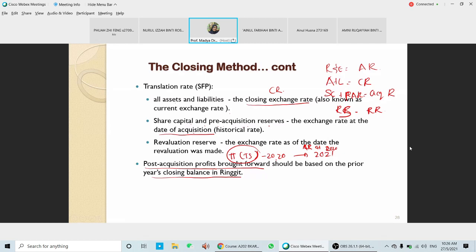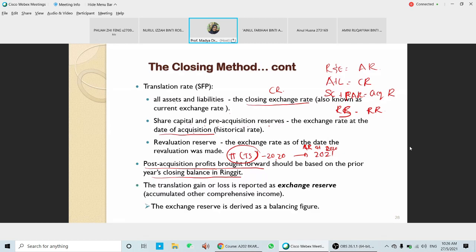The translation gain or loss is reported as an exchange reserve. Put it in others, accumulated other comprehensive income. And then the problem about this one is that the exchange reserve is derived as a balancing figure. Balancing figure here means that this exchange reserve is a part of your equity.